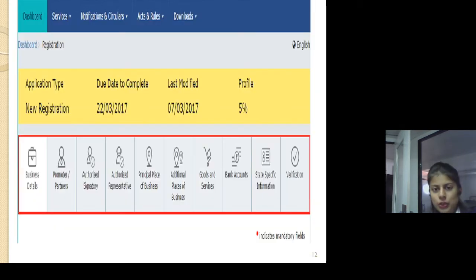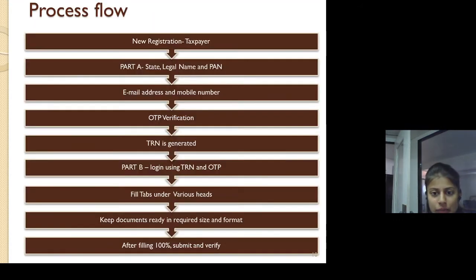See, after you log in, you will see such a window, and there you have to fill in these various business details: promoter or partner, authorized signatory, authorized representative, principal place of business, additional place of business, goods and services, state specific information, which will be followed by a final verification. You can see here at the top it is written profile completed 5%. When you go on filling all these mandatory fields, you will find that at the end the profile will get 100%. After that only the verify will get enabled. So after you fill tabs under various heads, then you can complete the verification process.